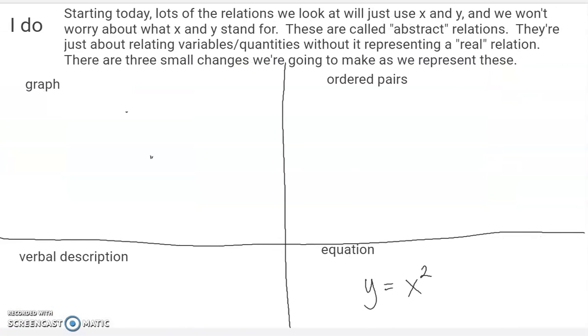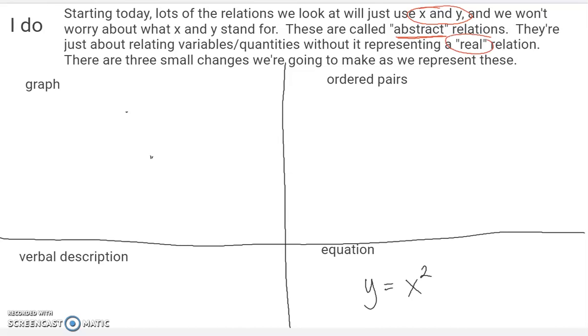And starting today, lots of the relations we look at are just going to be x and y, and we're not going to worry about what they stand for, distance from home and time, or number of tickets and cost, or anything like that. We're just going to call them x and y. These are called abstract relations. They show how two quantities, two variables, are related, but without necessarily saying what they represent.